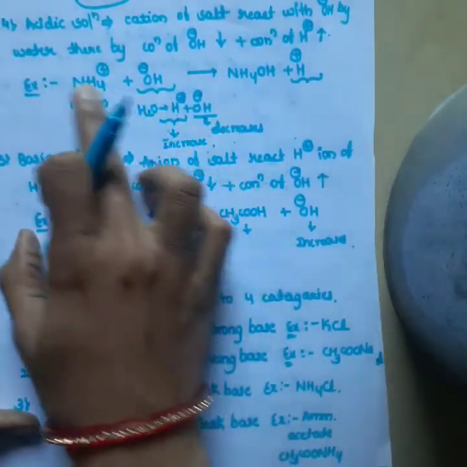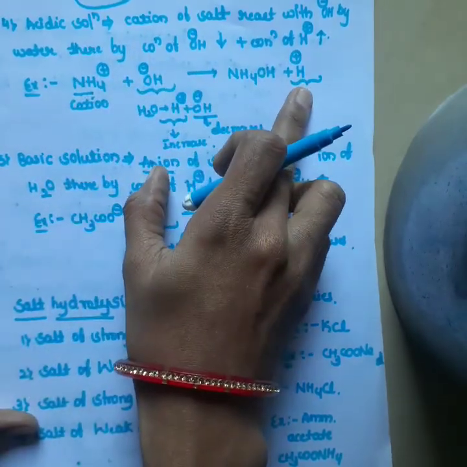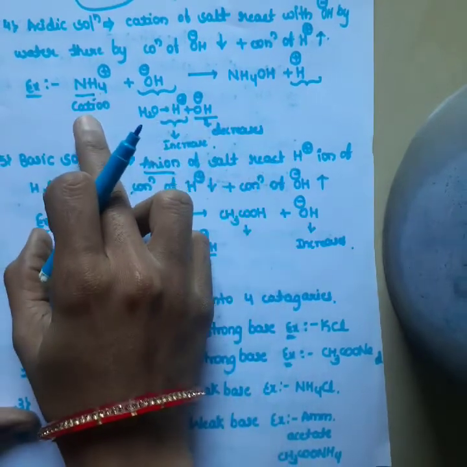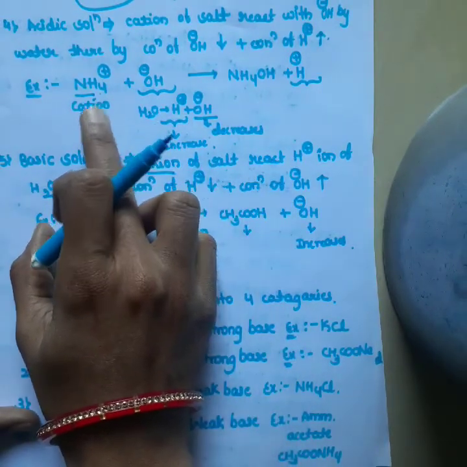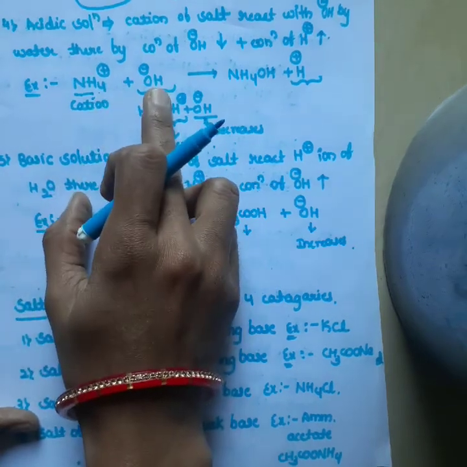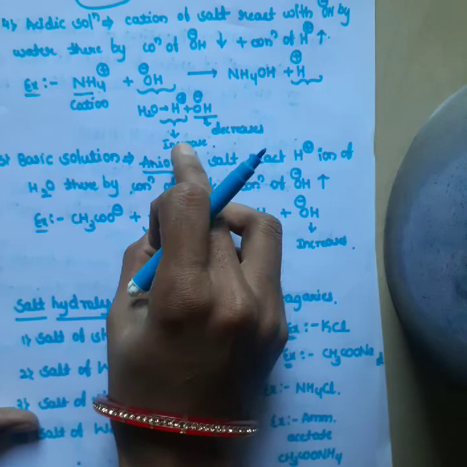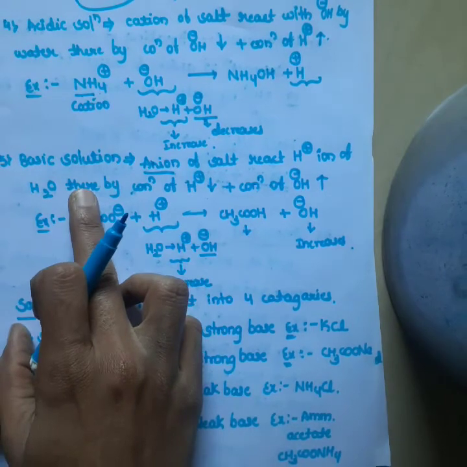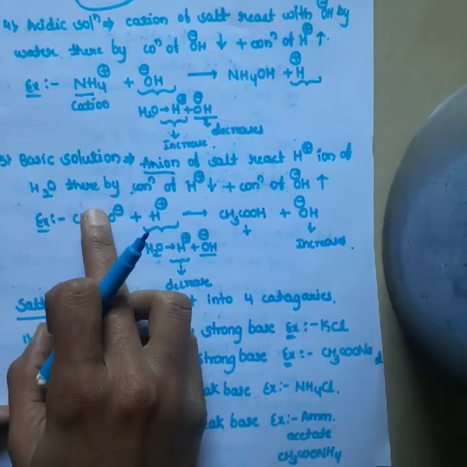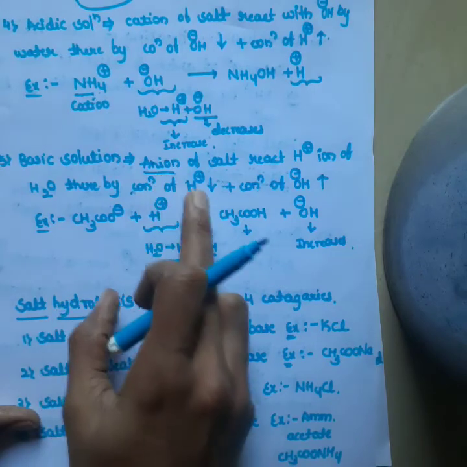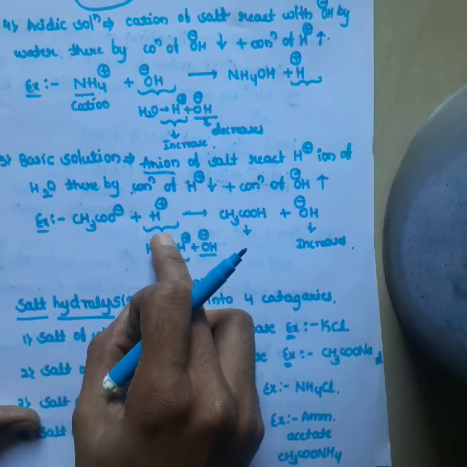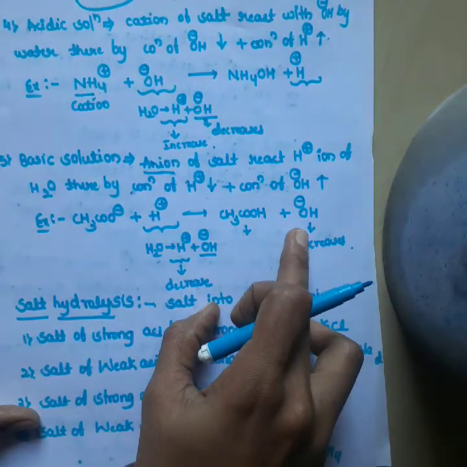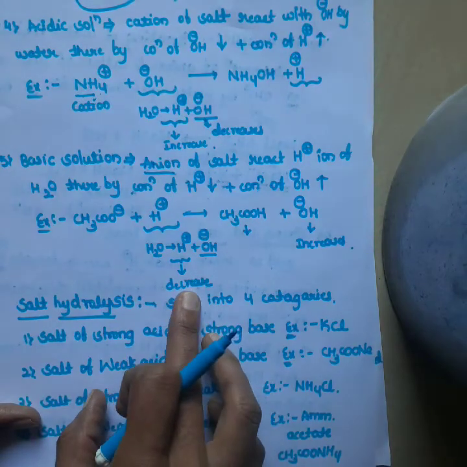In an acidic solution, the concentration of H+ increases and the concentration of OH- decreases when water reacts with the cation of the salt. In the presence of the cation of the salt reacting with OH-, there is an increase in the concentration of H+ and a decrease in the concentration of OH-. A basic solution is the reverse of an acidic solution. What happens in a basic solution? The anion of the salt reacts with H+ of water, giving acetic acid, with an increase in the concentration of OH- and a decrease in the concentration of H+.